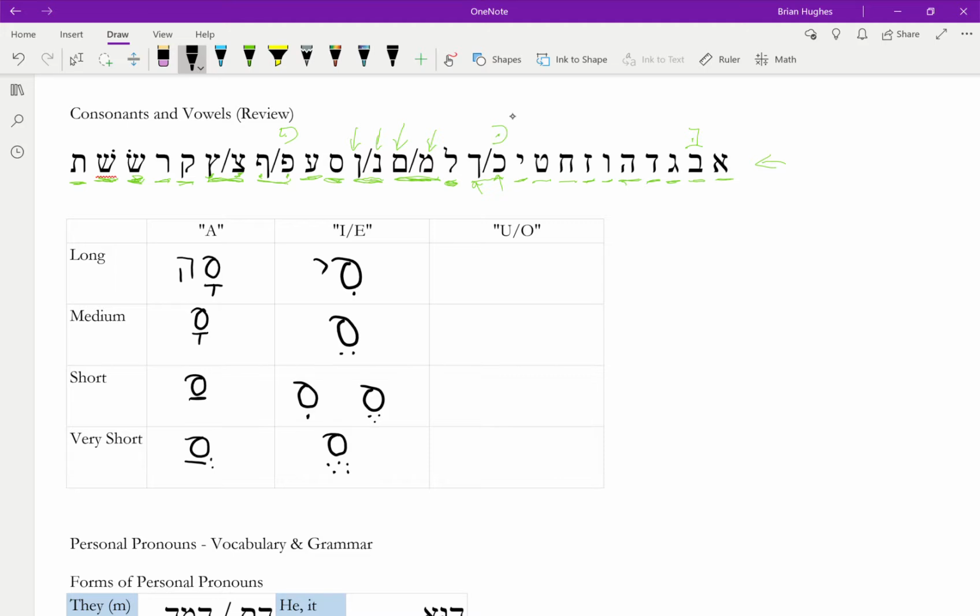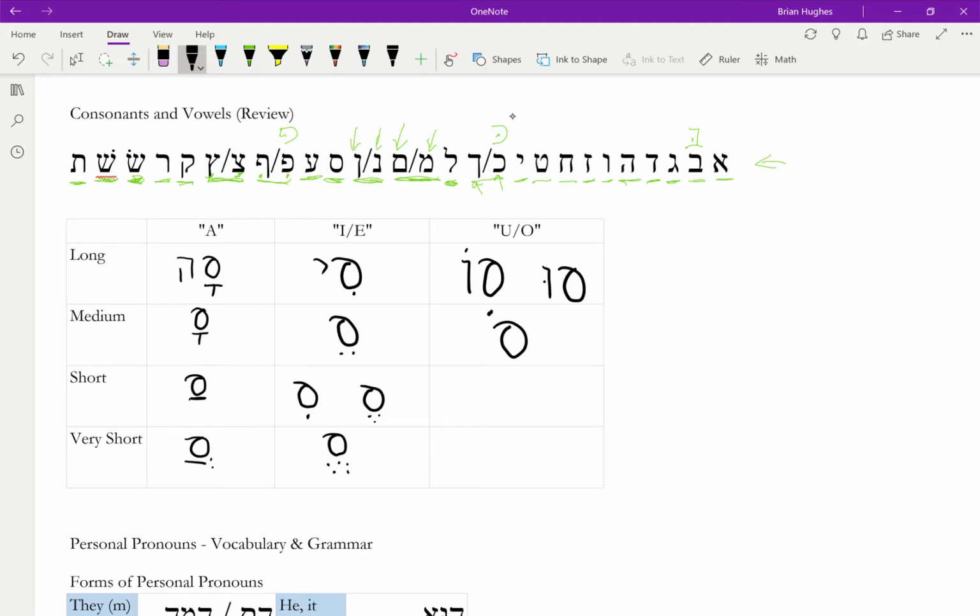Our long O or U class vowel, we have 2. We have a cholam vav, so this would be so. And we have a shurek, which would make su. Our medium O class vowel is a holum, so this would be so.